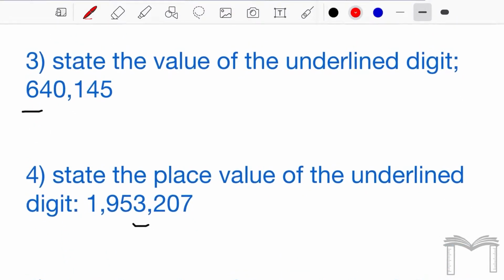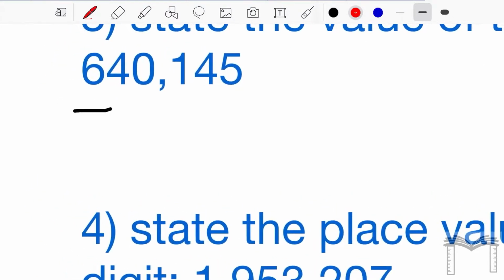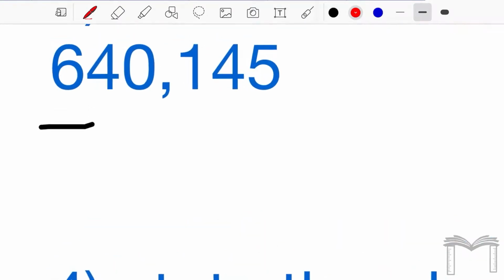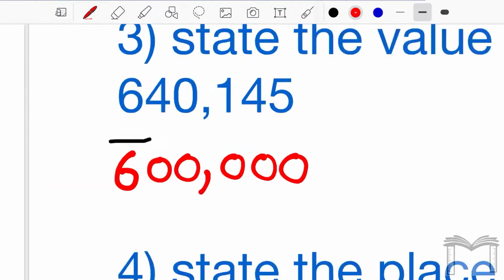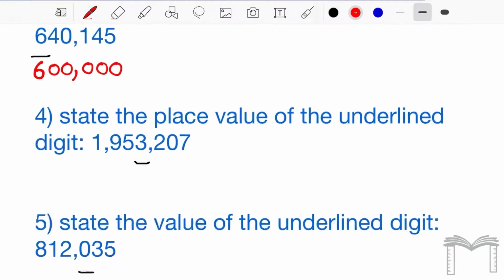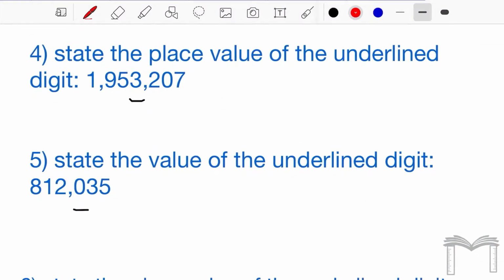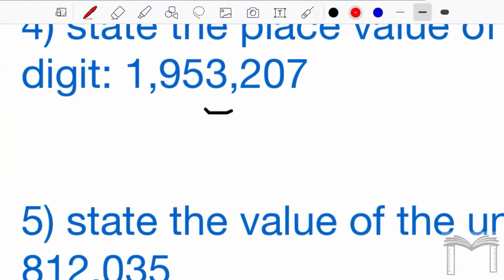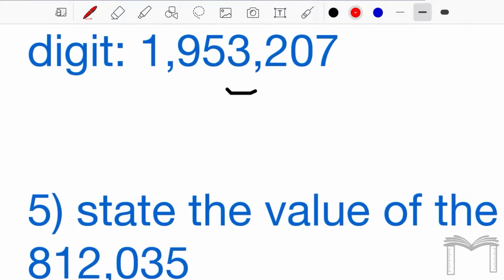Number 3. State the value of the underlined digit. So the 6 is in the hundreds of thousands column. So it's 600,000. Number 4. State the place value of the underlined digit. So the 3 is in the thousands column, so its place value is thousands.